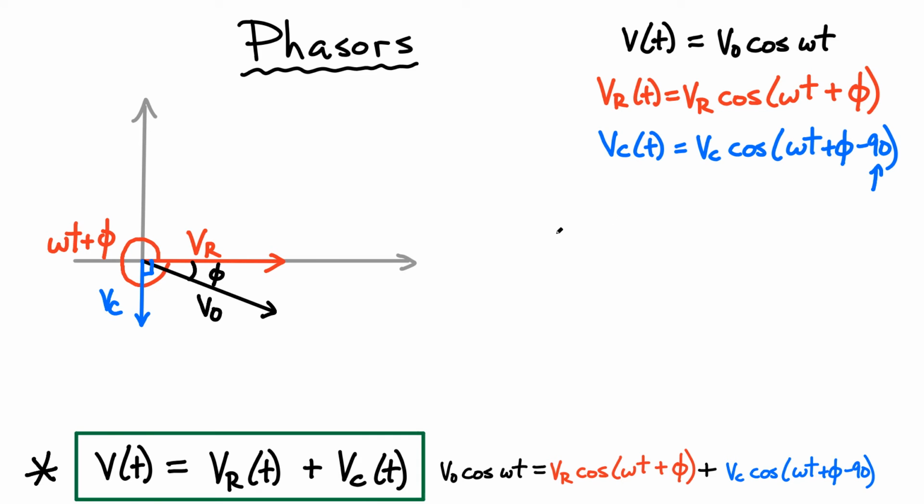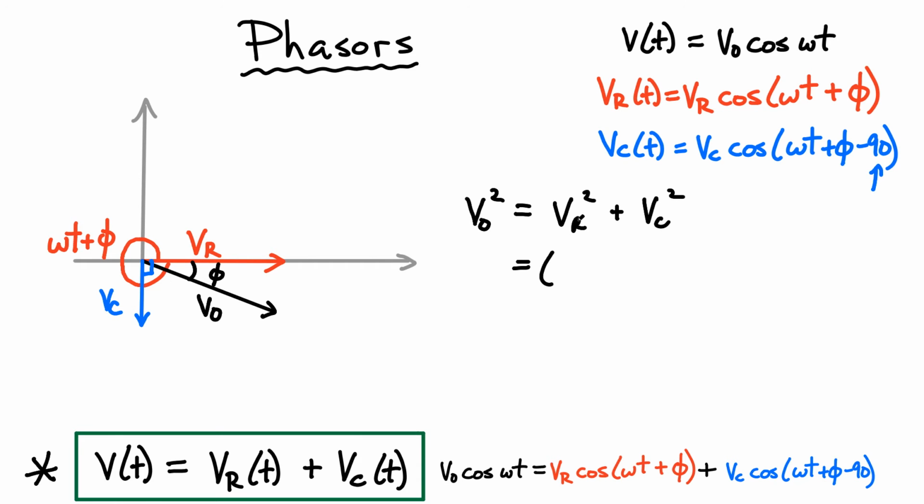All right, so now in order to link these up, you can see that VR is simply the x component of the vector V0. And VC is, although it's along the negative y-axis here, simply the vertical component of that vector. So we can simply use Pythagoras now to link all of those up, and you get V0 squared must be equal to VR squared plus VC squared.